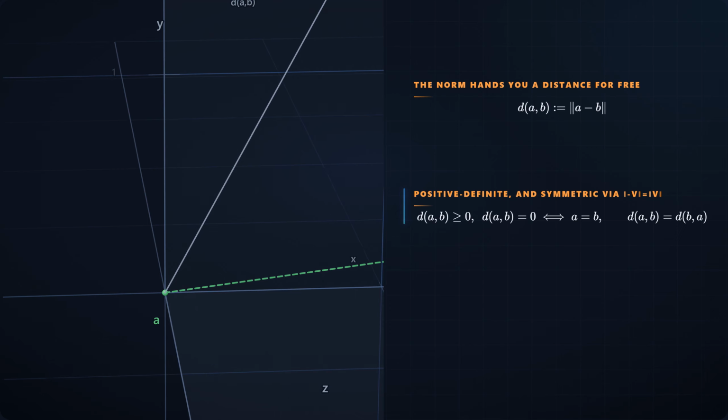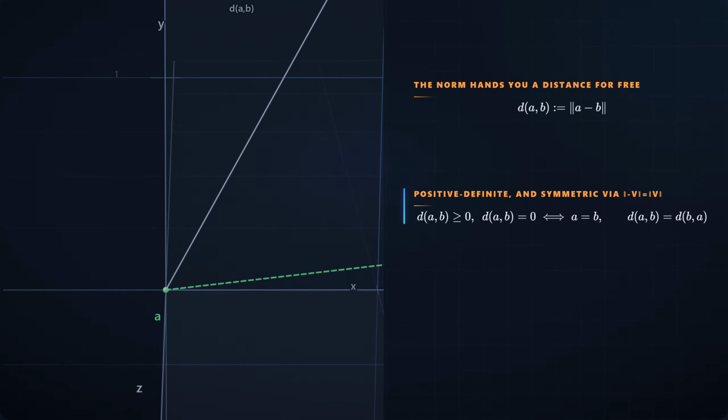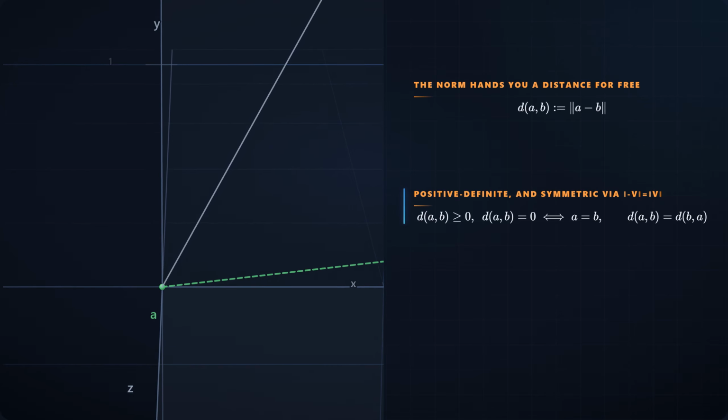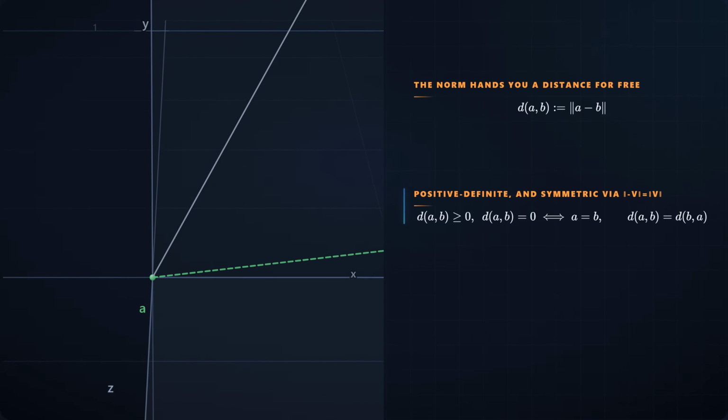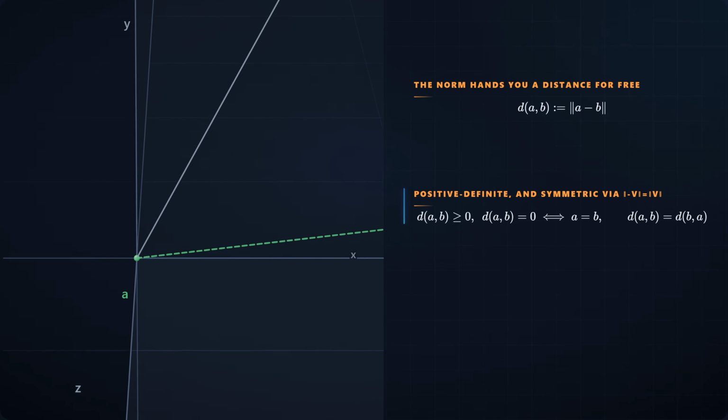Exactly, and that inheritance makes it a genuine metric almost for free. It's never negative, and it's zero only when the 2 points coincide. That's the norm being positive definite. It's symmetric because minus a vector has the same length as the vector, so A to B and B to A measure the same. And the triangle inequality.